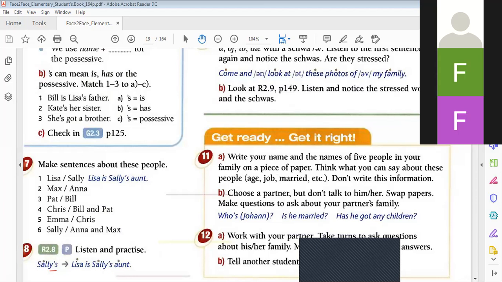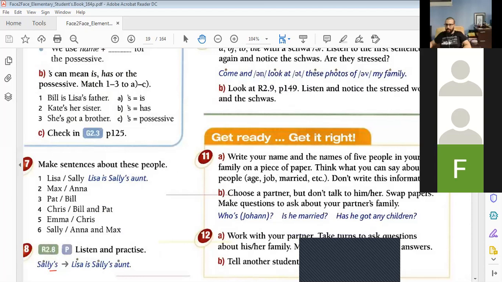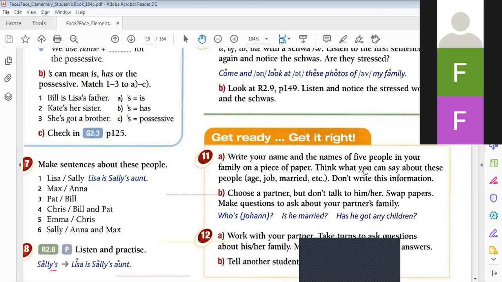Bill's. Pat is Bill's wife. Okay, let's do this. Manal, okay, you can start. Okay. Pat is Bill's wife. Okay. Media? Pat is Bill's wife. Okay. Fatima? Pat is Bill's wife. Okay, good. Mm-hmm. Let's listen.